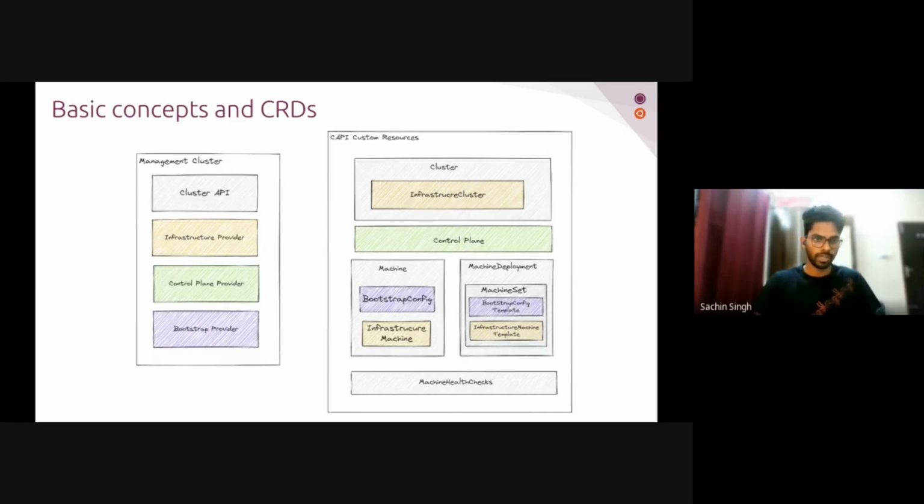And then control plane and bootstrap providers take care of the bootstrap and control plane specific stuff of the workload clusters. So these are basically all the CRDs that you need to satisfy to make it run on a particular cloud, and the number of replicas that you want for that particular workload.